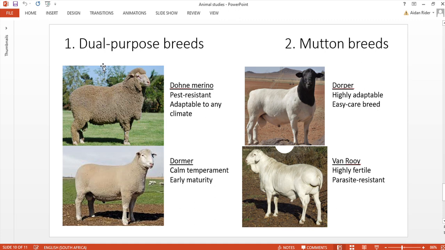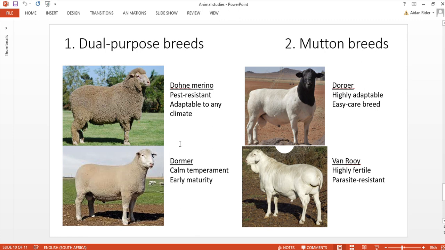Dual purpose, again, as we just mentioned with the cattle, can be for both wool and meat. And if we want to make cheese from their milk and so on, we can do that from these types of breeds. So dual purpose, the first example would be a Dohne Merino. So the Dohne Merino is a pretty example of a ram. They are very highly pest resistant and adaptable to most climates. So they're very good animals actually to use if you want both wool and meat.